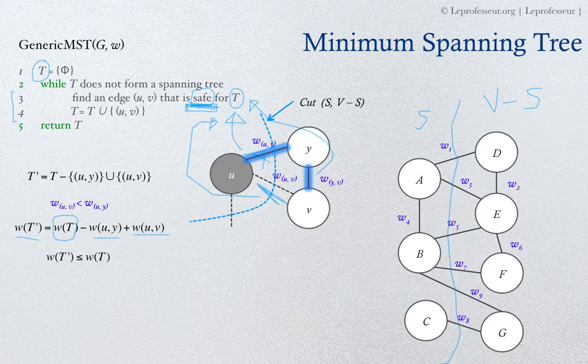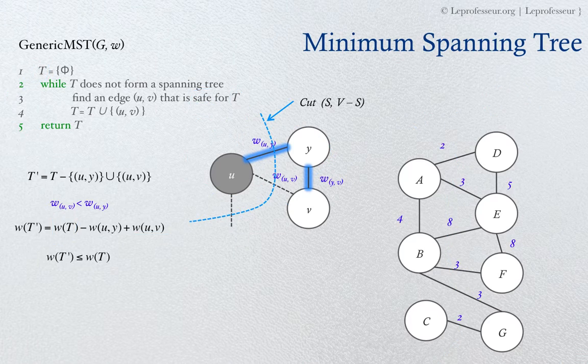Okay, so we can keep on doing this operation, or these steps 3 and 4 of this algorithm, until we have no more safe edge left to be added to T. Good. Very simple. Now let's take an example. Without an example, it doesn't make any fun.